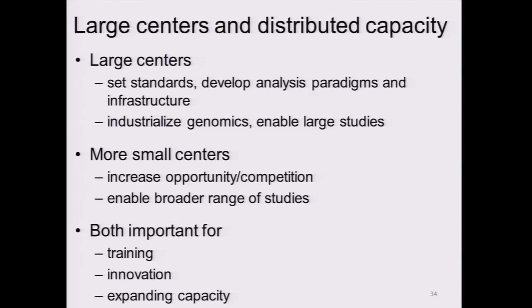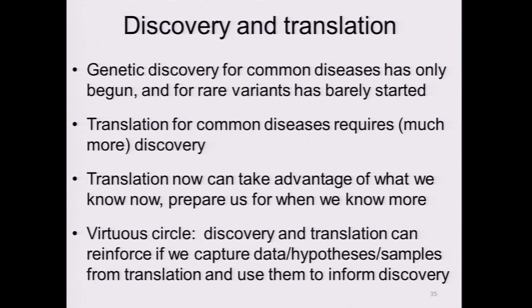Large centers and distributed capacity, we need both of these things. Large centers set our standards, develop analysis paradigms and infrastructure, industrialize genomics, and enable large studies. Small centers allow us increased opportunity, give competition, enable a broader range of studies, and we want a broader range of studies. Both sorts of centers are important for training, for innovation, and for expanding capacity, and we should be expanding capacity.